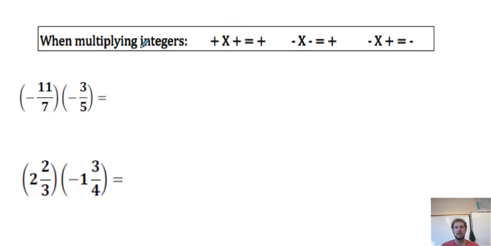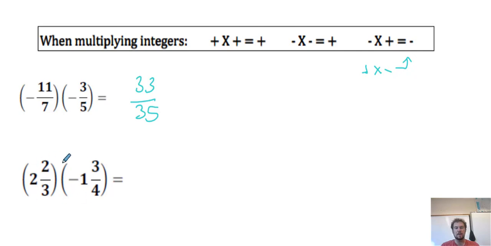Okay, so much like with whole numbers, integers, and natural numbers, we have these rules where when we multiply or divide positives with negatives, we can expect certain answers. A positive multiplied with a positive will give us a positive. A negative multiplied by a negative will give us a positive. But a negative multiplied by a positive, or a positive multiplied by a negative, will both equal a negative value. So for example, in this one here, a negative multiplied by a negative is 33 over 35, and it is going to be a positive answer. Right? 11 times 3 is 33, and 7 times 5 is 35.